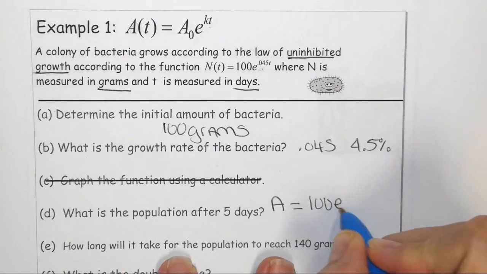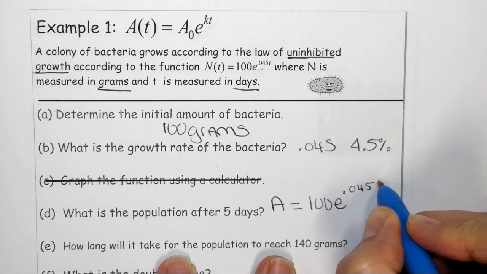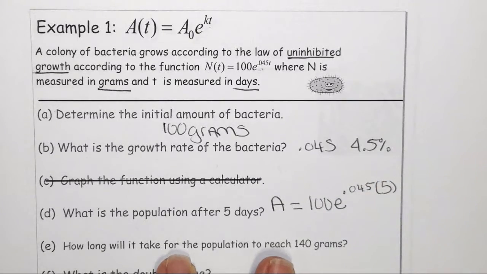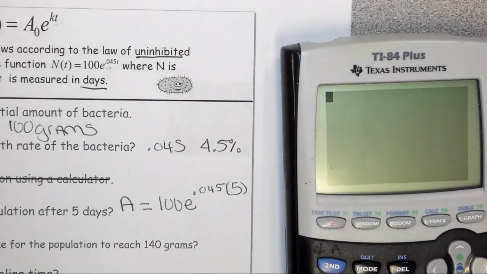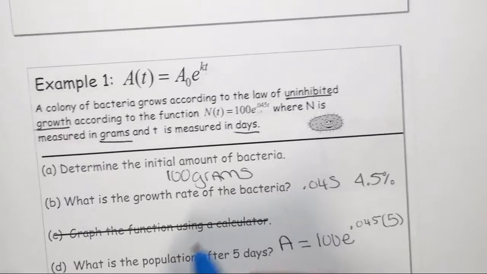100 times E raised to the 0.045, and then times how many days? 5. Okay, now we're just going to go to our calculator. Nothing magic here. We're just going to type it in. 100, second ln to make the E pop up, 0.045 times 5. So we have 125.23 grams after 5 days.